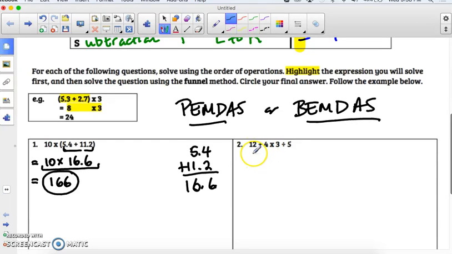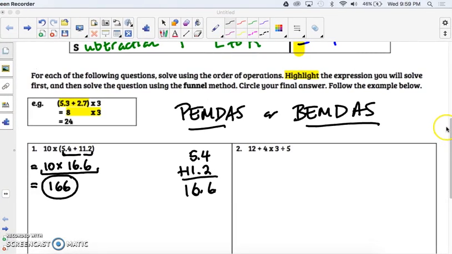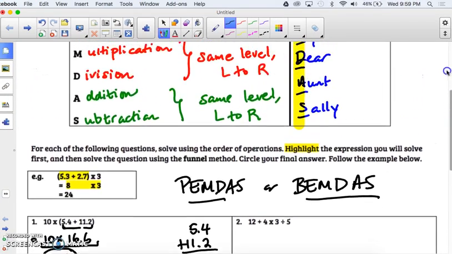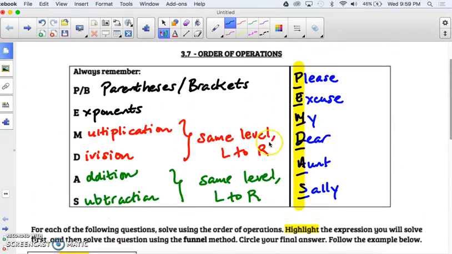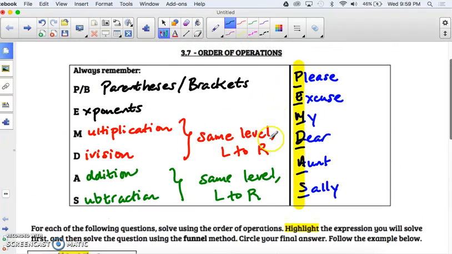So I notice in number 2, I've got 12 plus 4 times 3 divided by 5. Okay, so I've got addition, multiplication, and division. There are no brackets, there are no exponents. So I'm going to apply PEMDAS still by looking at the multiplication first. Because remember, I said up here that if multiplication and division are left in a sentence, they are considered to be the same level of operation and you solve it left to right.